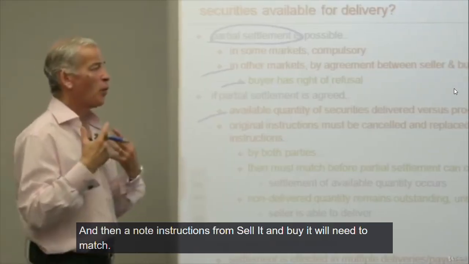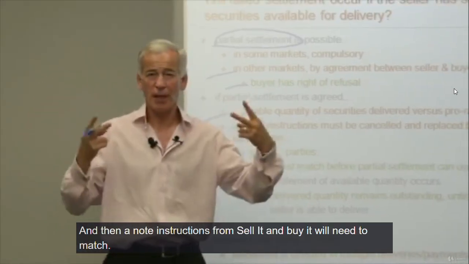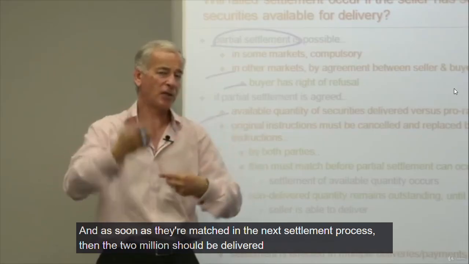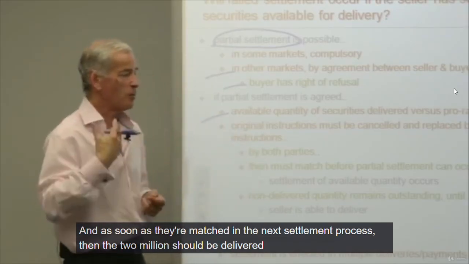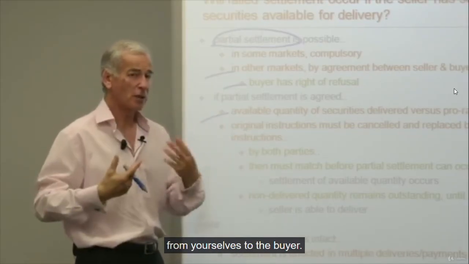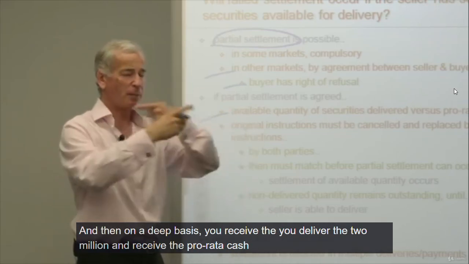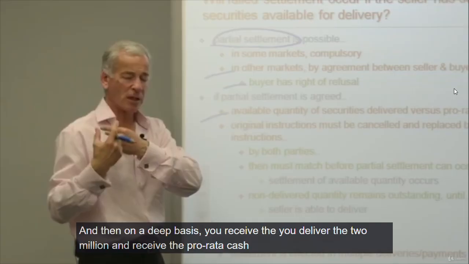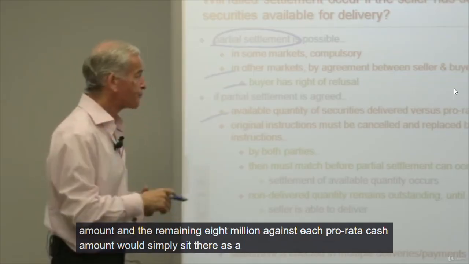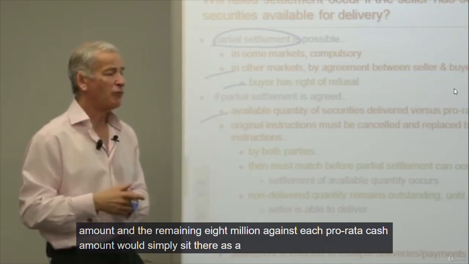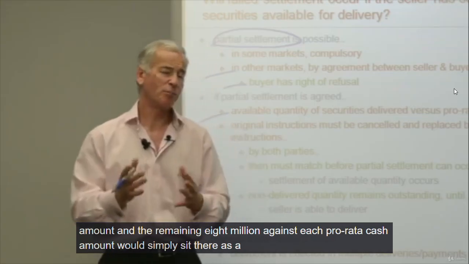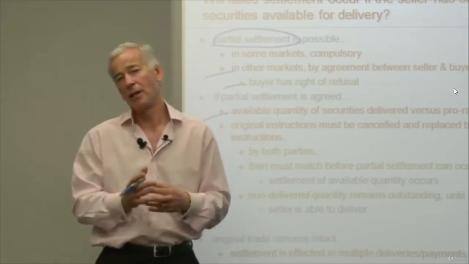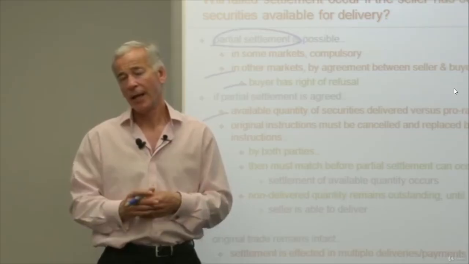And those instructions from seller and buyer will need to match, and as soon as they're matched in the next settlement process, then the 2 million should be delivered from yourselves to the buyer, and on a DVP basis you deliver the 2 million and receive the pro rata cash amount, and the remaining 8 million against its pro rata cash amount would simply sit there as a matched instruction, failing.